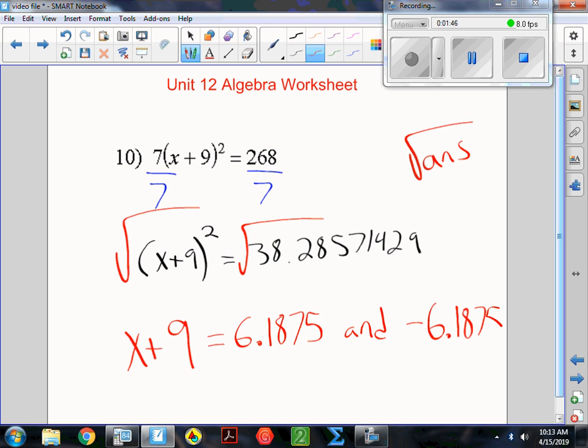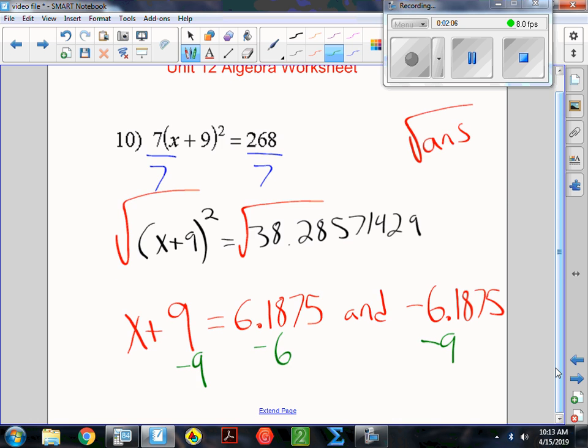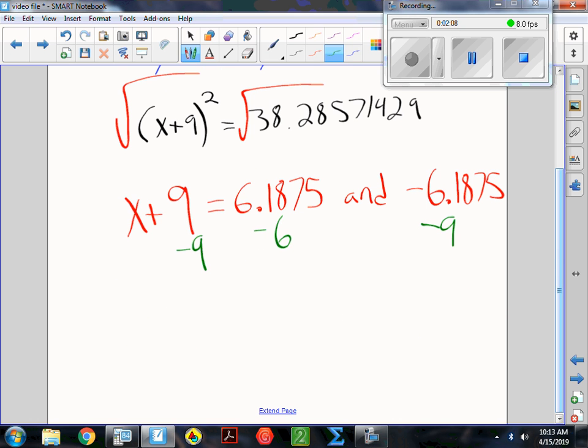Because when you take the square root of a number when solving, you have to account for the positive and the negative. Now, if I wrote these as 6.2 or 6.19 if I was rounding, that would probably be okay, because the only thing I'm going to do left is subtract 9 on both sides. I'm not dividing anymore. I'm not doing any multiplication, any square roots.